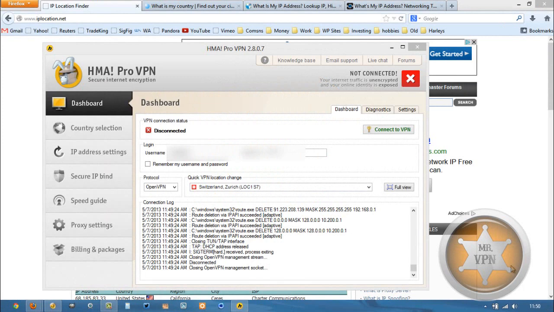Today we're going to be looking at how to get a Swiss IP address on your phone or computer. I use a service called Hide My Ass. There are quite a few services that offer Swiss IPs. Today we're going to take a look at HMA.